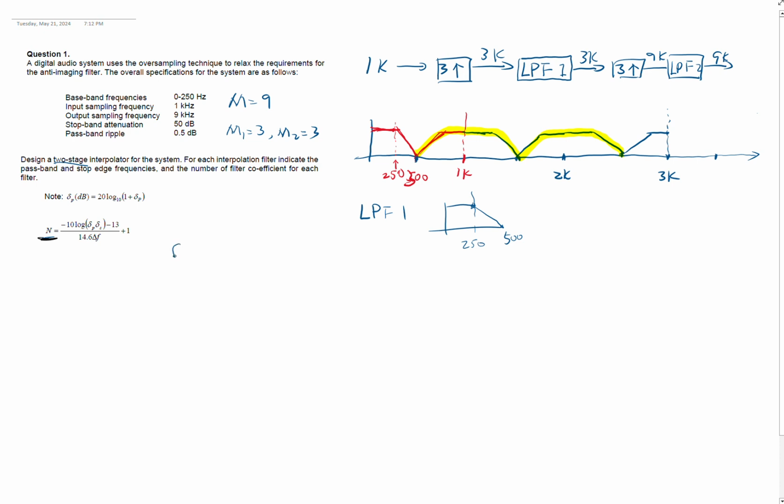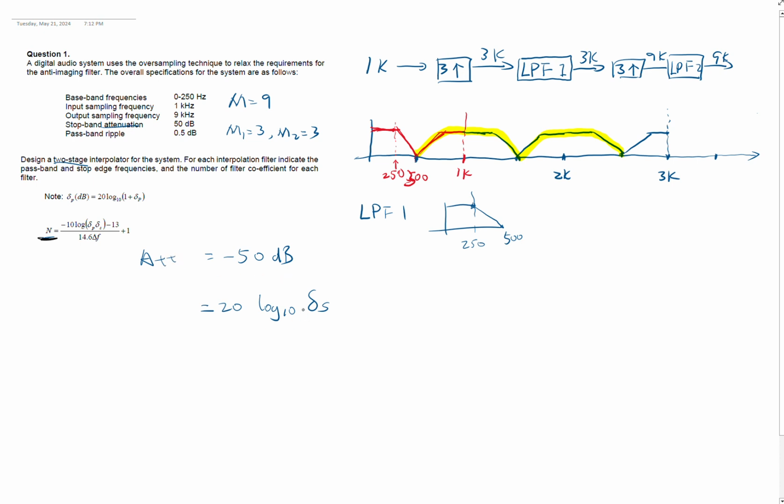Delta s equals negative 50 dB. Although it says 50, because it's attenuation, it's negative 50. So it's actually equal to 20 log10 of delta s. So the attenuation is the attenuation.